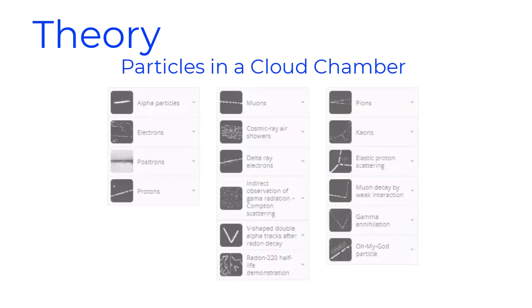Different particles form different trails in the vapor because of their inherent characteristics like their mass or charge. By knowing these characteristics, we can distinguish between each particle by looking at their trails, which is the main objective of this project.